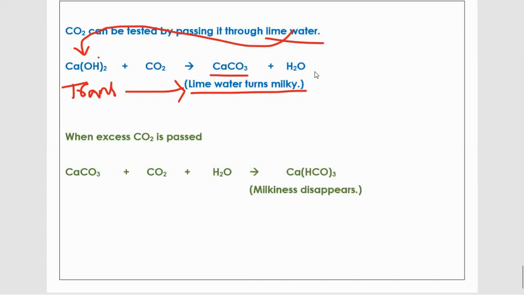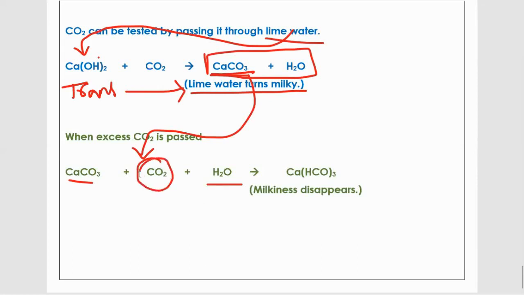There is a continuation for the question. What happens if you pass excess carbon dioxide through the lime water? So now this acts as a reactant: CaCO3 plus H2O. You see the CaCO3 plus H2O, and excess carbon dioxide is passed. If you pass it, that becomes Ca(HCO3)2, calcium hydrogen carbonate, and the milkiness disappears. This will be milky white, isn't it? This transparent solution becomes milky white, and that milky white becomes colorless again.